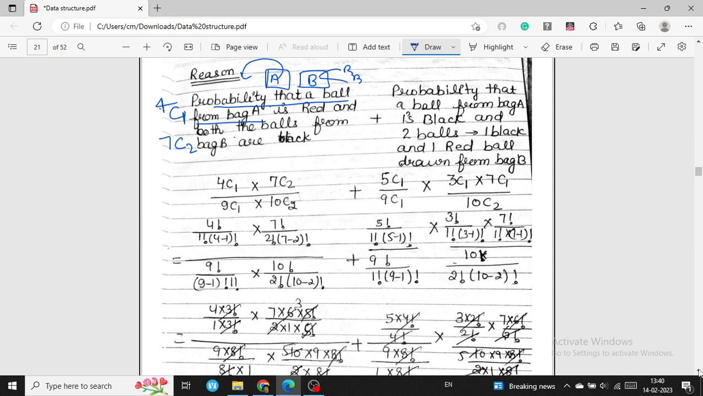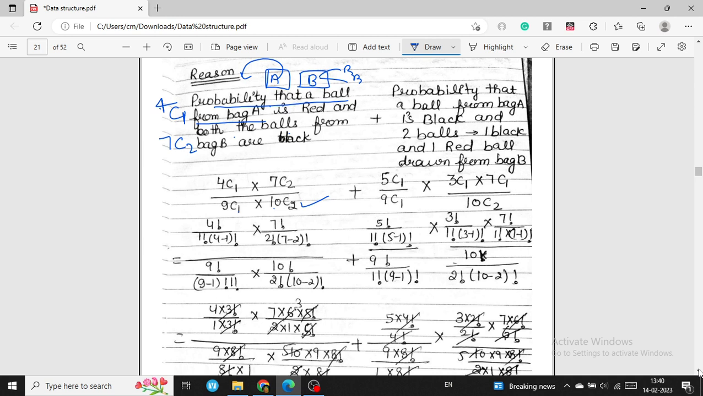And over, when we draw from bag 1, in bag 1 total balls are 9. Out of 9, 1 is a red ball. And in bag 2 total balls are 10. So that's why I am taking 10C2 here.